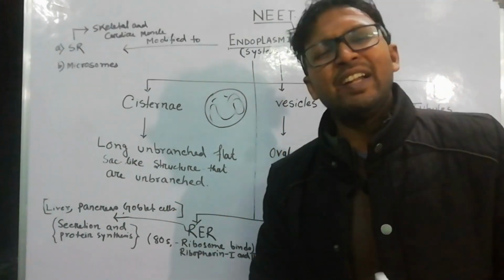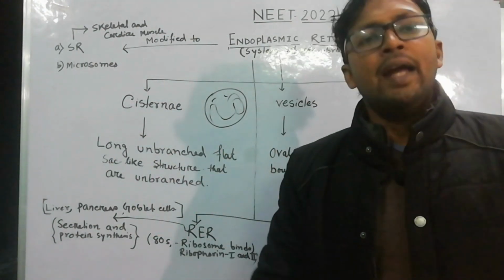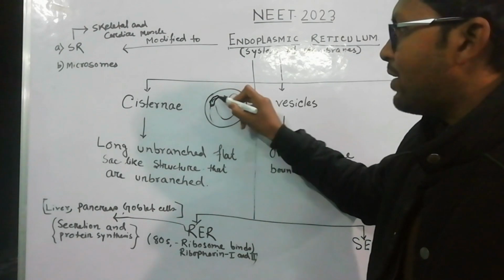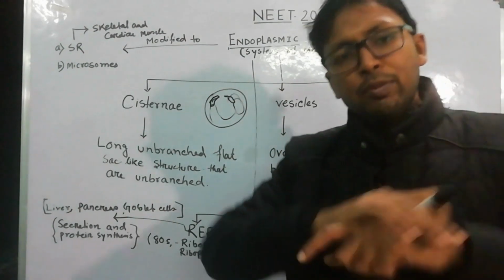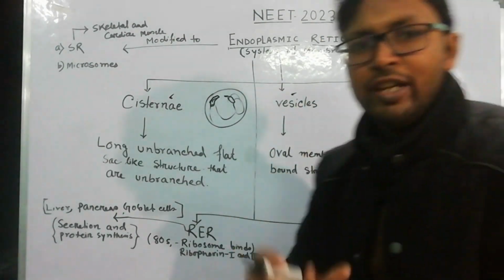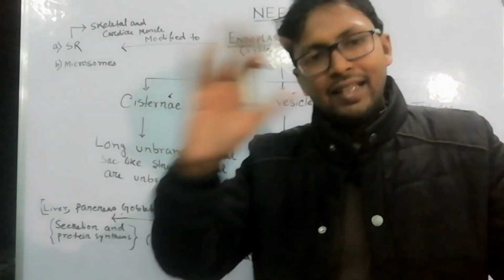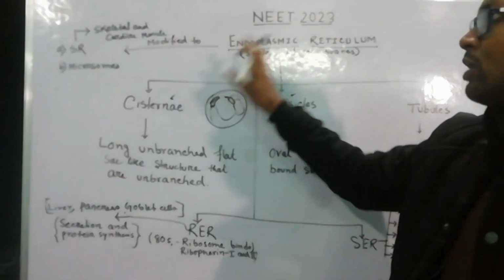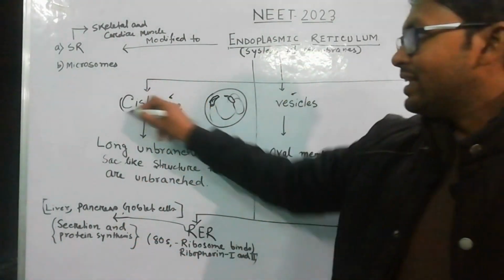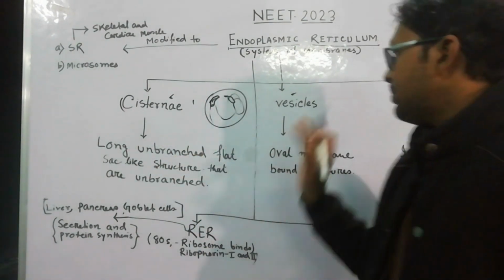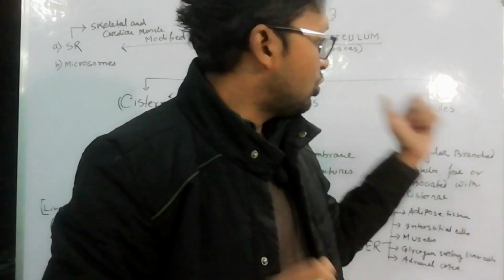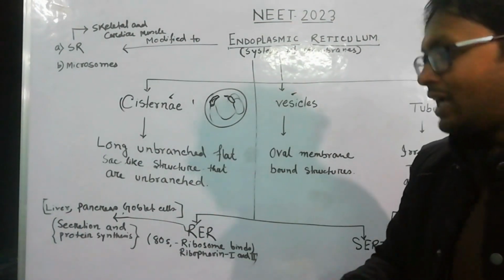However, the major difference between the endoplasmic reticulum and the Golgi body is localization. The Golgi body is present in some particular regions of a cell, but the endoplasmic reticulum is widespread, and its different parts are not accumulated in a particular space. So the endoplasmic reticulum and Golgi bodies are somewhat different. Here you have seen the cisternae as long unbranched chains, vesicles as oval membrane-bound structures, and tubules as irregular-shaped structures. Now let's see what the types are.